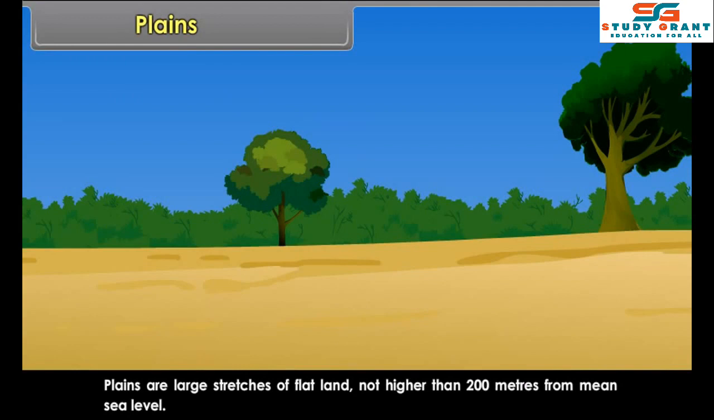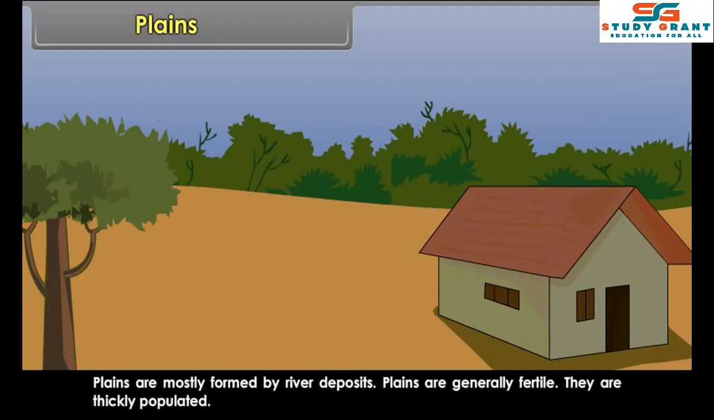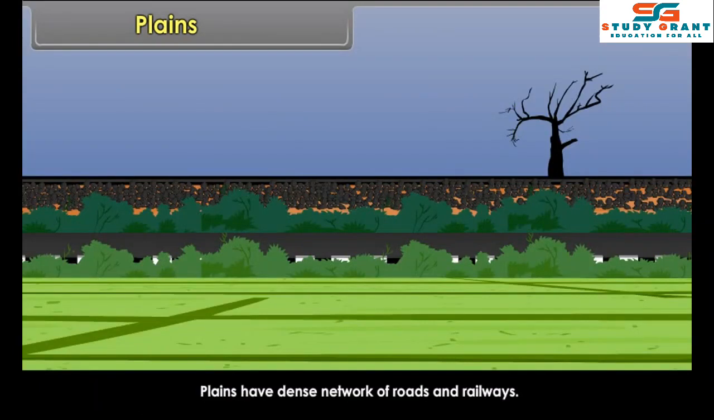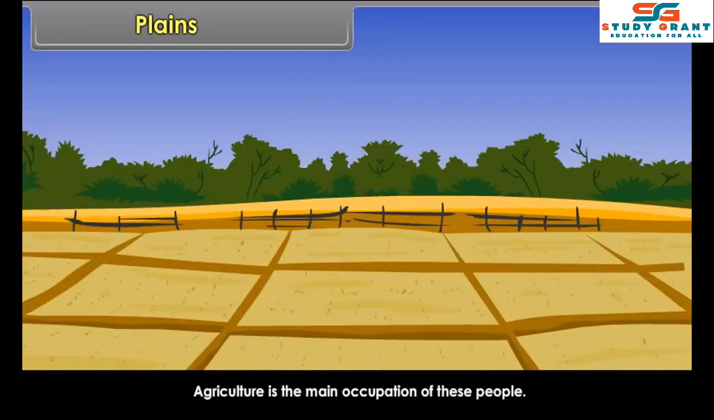Plains. Plains are large stretches of flat land not higher than 200 meters from mean sea level. Plains are mostly formed by river deposits. Plains are generally fertile. They are thickly populated. Plains have dense network of roads and railways. Agriculture is the main occupation of these people.